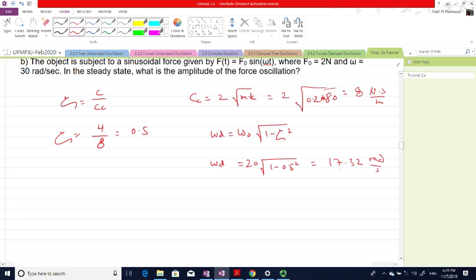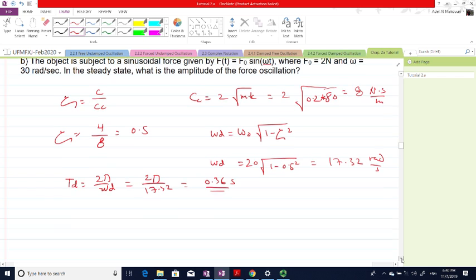Radians per second. So Td would be 2 pi over omega d. And that one will be 2 pi over 17.32. And it will give you around the same, 0.36 second. Okay, this is part A.